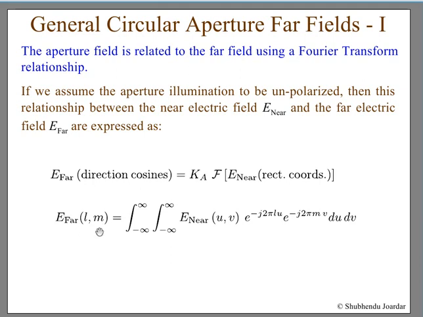And E far in LM coordinates, if you remember the UVW versus LMN coordinates which we were talking about in the earlier lectures, in the very beginning lectures, that also can be expressed as a Fourier transform of U and V coordinates. U and V are the direction cosines.